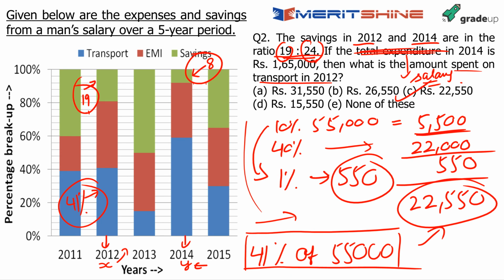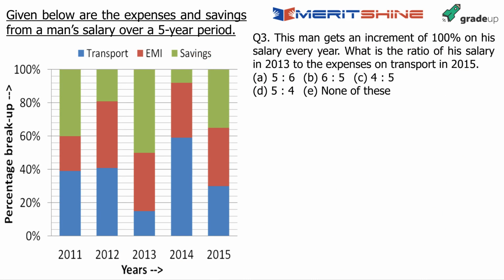How did 55,000 come? 1,65,000 is the value of y. So 1/3 of that becomes 55,000. Okay, this is the next question for you. For somebody who did not understand, please go through it again.